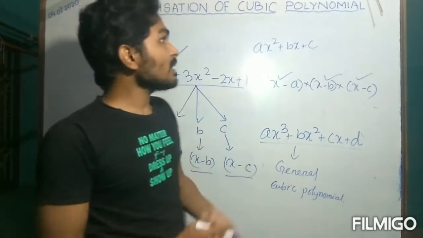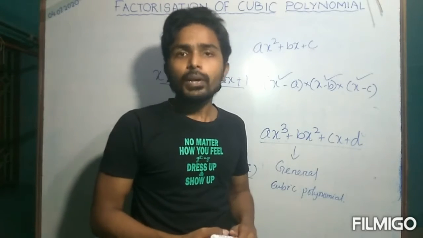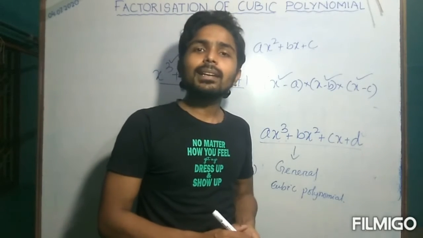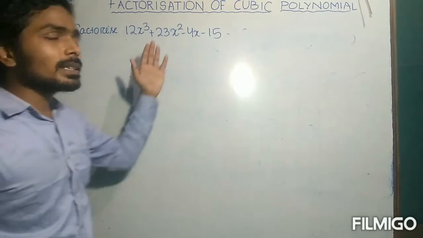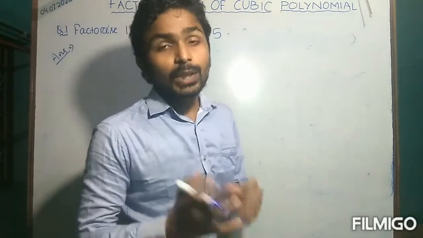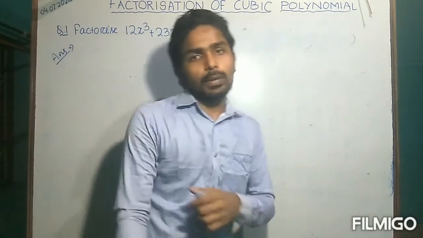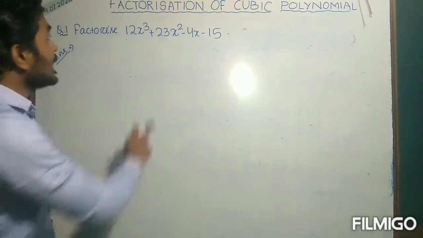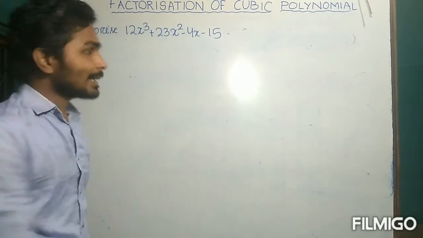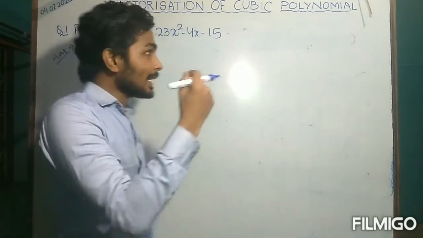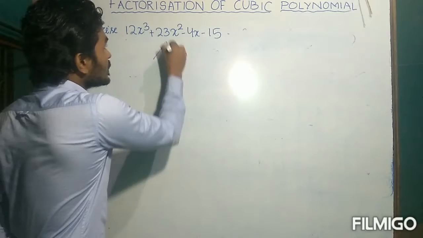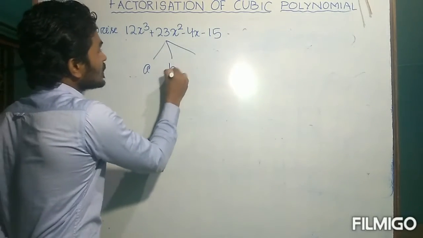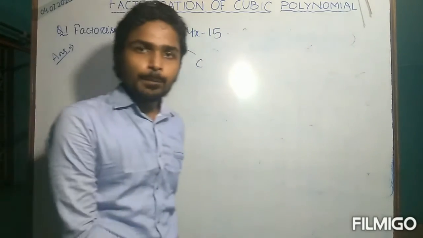Clear now? So let us discuss how we can factorize such type of cubic polynomial into the product of 3 linear polynomials. Okay. So let us factorize this cubic polynomial 12x cube plus 23x square minus 4x minus 15 into the product of 3 linear polynomials. Okay. So first you see, it is a cubic polynomial, that means it has degree 3. And if any polynomial has degree 3, it means it gives rise to 3 zeros. Okay, what are the 3 zeros? Suppose the 3 zeros be a, b and c.